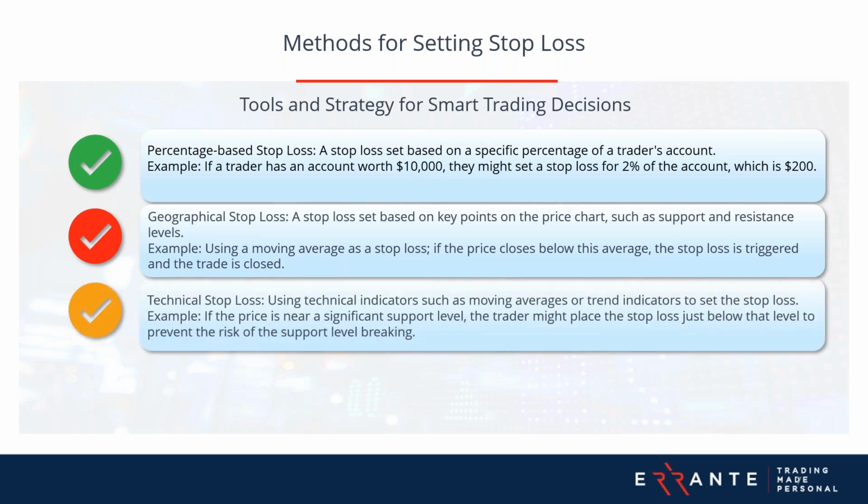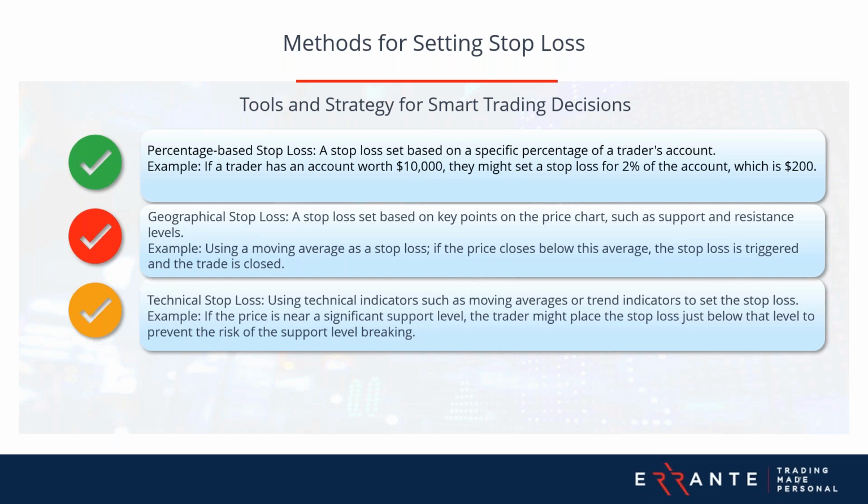Now let's go through the third method, which is a technical stop loss. This involves using technical analysis tools like moving averages or trend lines. For example, if a price is hovering near a significant support level, you might place your stop loss just below this level. The rationale here is that if the support level is breached, it might signal a potential reversal, and thus exiting the position would protect you from larger losses.